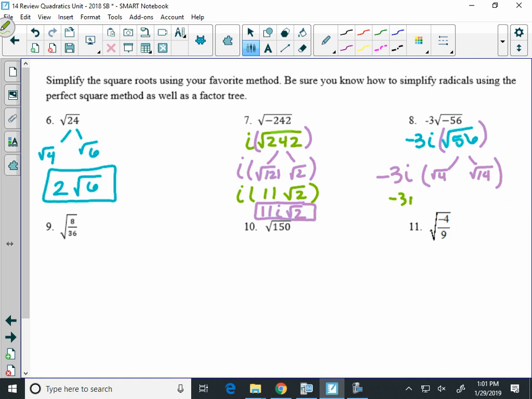So we get negative 3i times the square root of 4 is 2, tack on the radical 14. And then our final step, again multiply: negative 3i times 2 is negative 6i, tack on the radical 14.